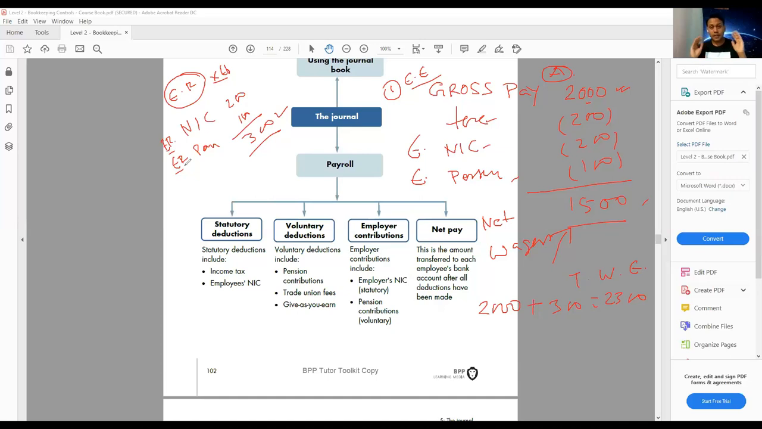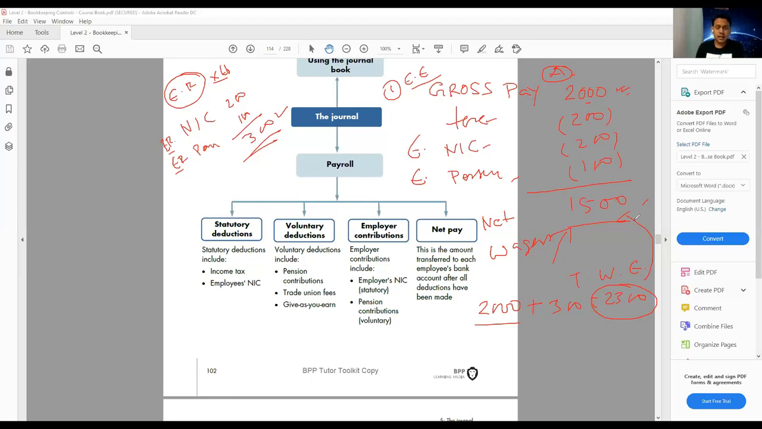Now for employee A, how much does the company need to spend? The company spends 2000 as gross pay, and an additional 300 because of the employer's NI and the employer's pension. So for the company, the total cost will be 2300, even though A receives only 1500 in his bank account. For the company, the cost is 2300. So this is the story of the payroll.